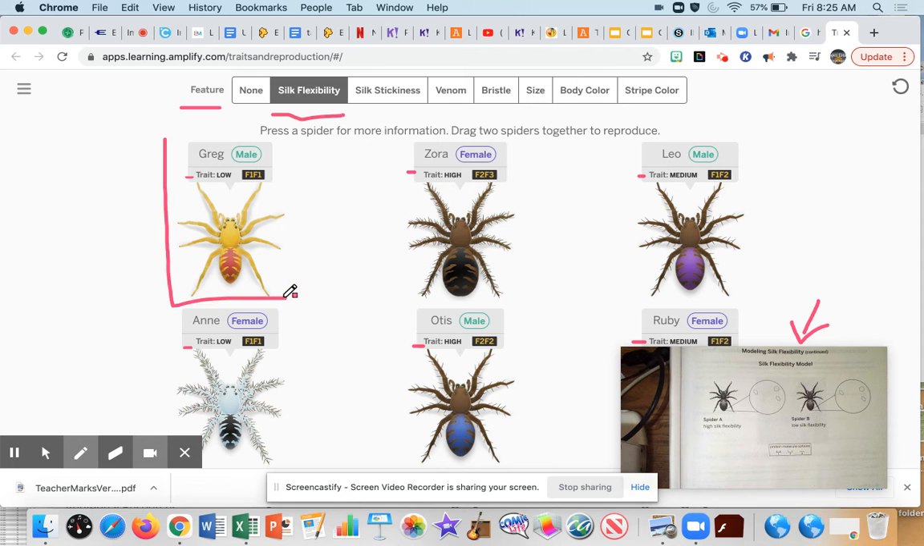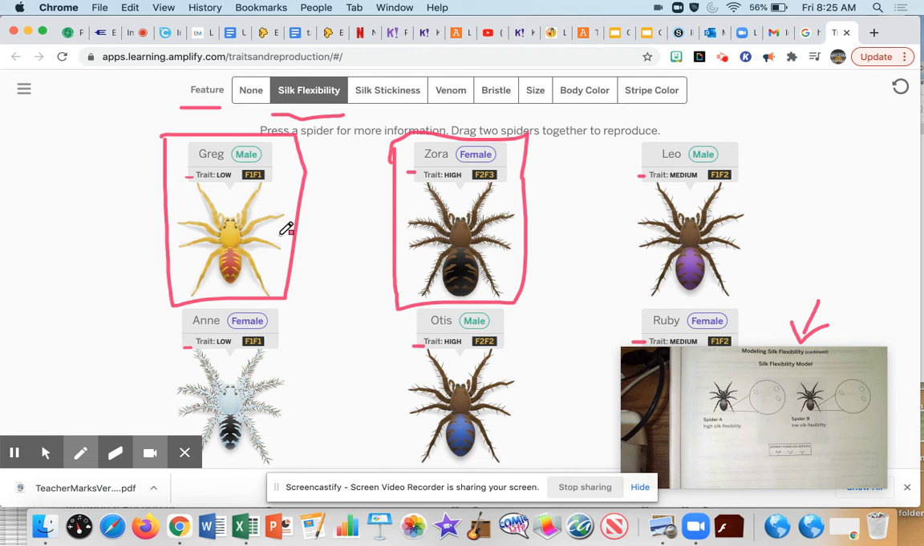So Greg has a low silk flexibility trait. And Zora. Now I could have picked Anne, right? Anne has a low silk flexibility. Or I could have picked Otis. Otis also has a low silk flexibility, but let's go with these two, Greg and Zora.